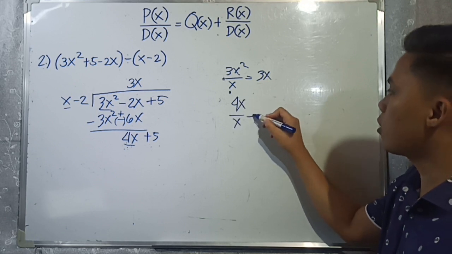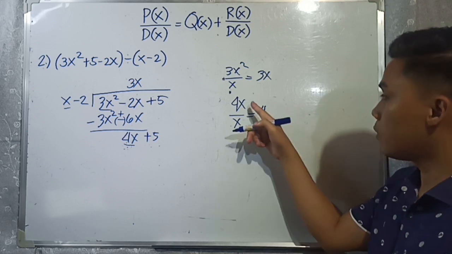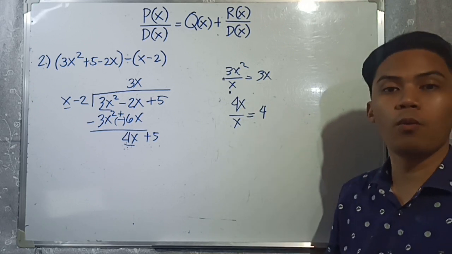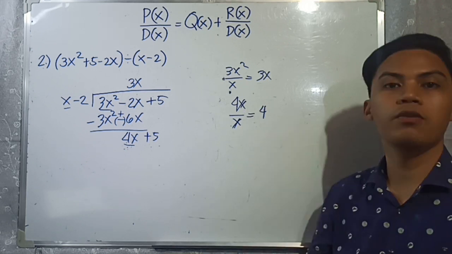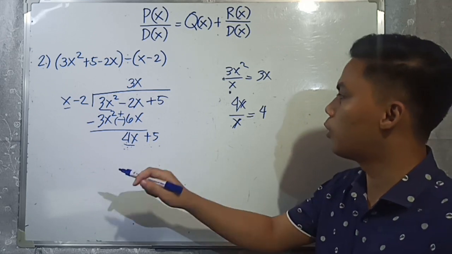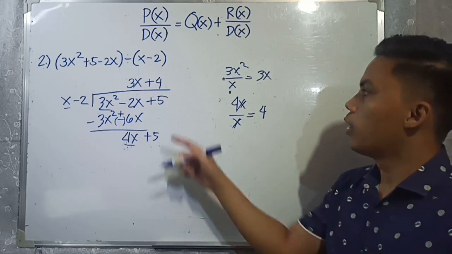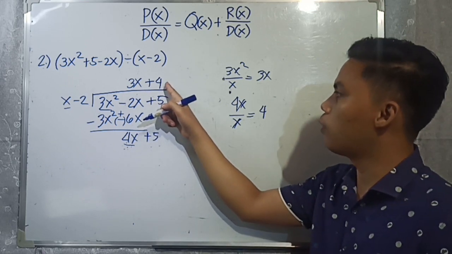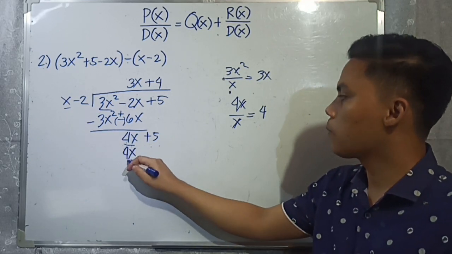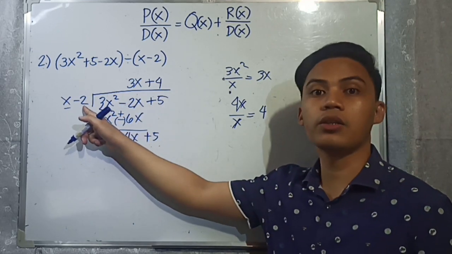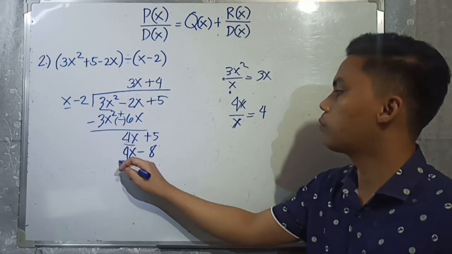4x divided by x. So, 4 divided by 1 is 4. Okay? X divided by x is equal to 1. So, maka-cancel out natin si x. And what remains will be 4. So, yung quotient natin would be 4. And that is positive 4. Okay? Now, we're going to multiply yung quotient na 4. 4 times x, that is equal to 4x. And, i-multiply din natin siya dun sa second term. So, we have 4 times negative 2, that is negative 8.